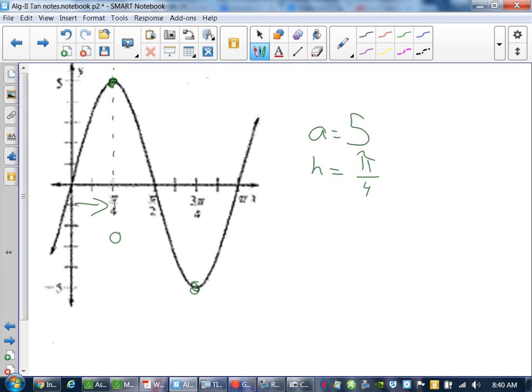So my cosine graph that has been shifted winds up being y equals 5 cosine quantity x minus pi over 4.